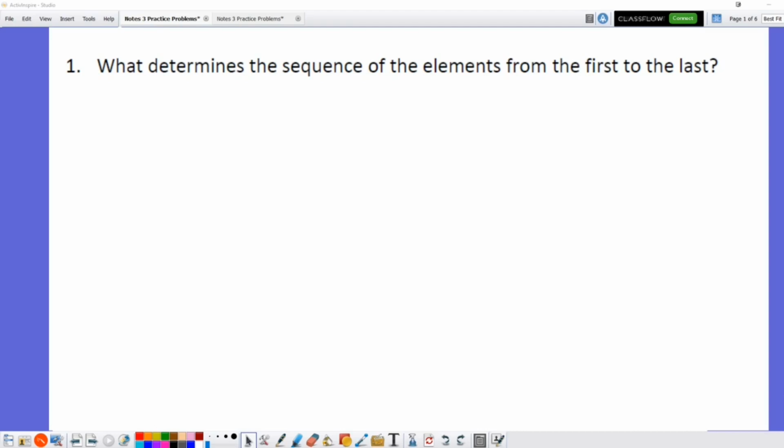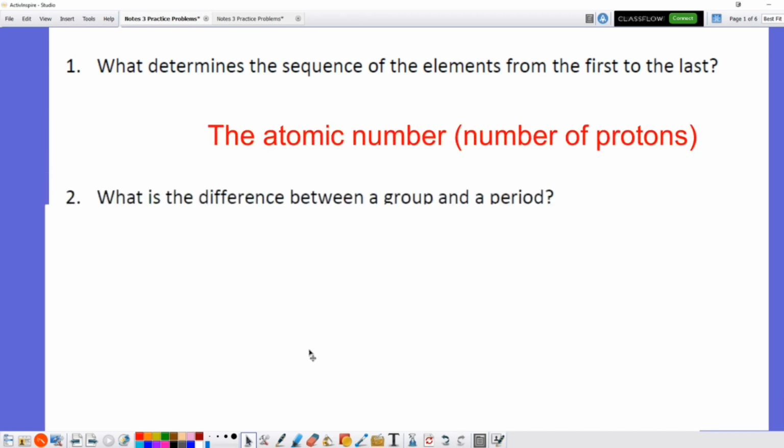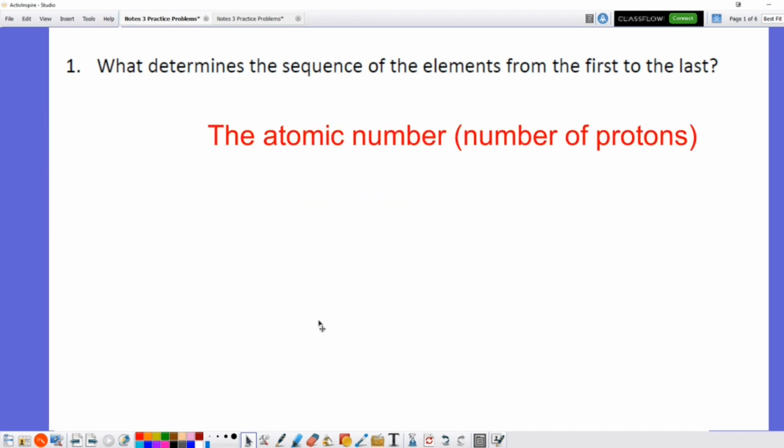In this video, we're going to be covering the practice problems for Unit 2, Notes 3. Starting off with number 1, what determines the sequence of the elements from the first to the last? Well, that is going to be the atomic number, which is also, if you know, the number of protons. I think we've mentioned that several times throughout the lecture, but the atomic number, again, is the number of protons, and that's how we order all of the elements.